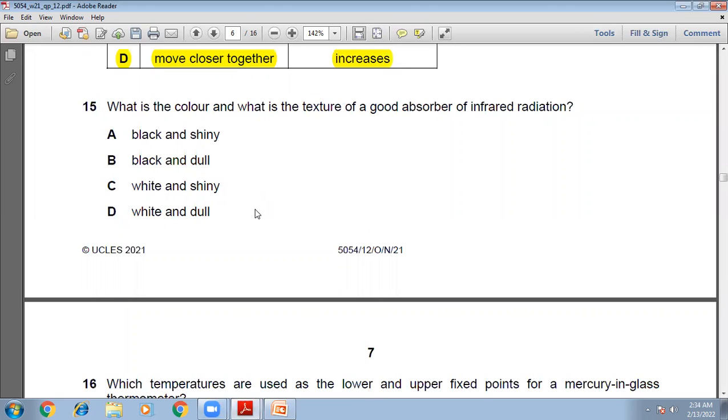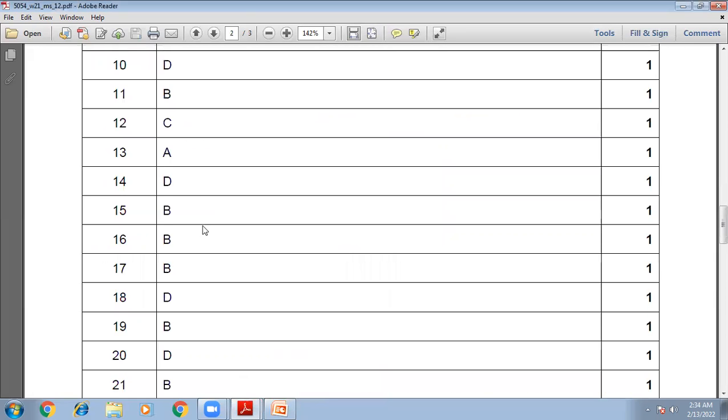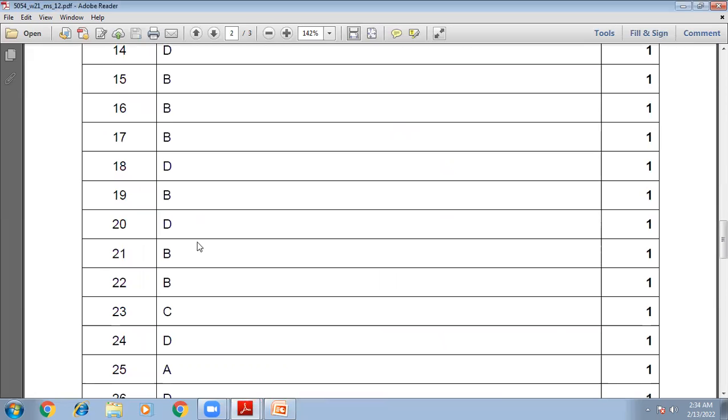What is the color and what is the texture of a good absorber of infrared radiation? A good absorber should be black in color and it should be dull. Black and dull. I think B is the right choice. Question number 15. Let's check. B is the right choice, sir.